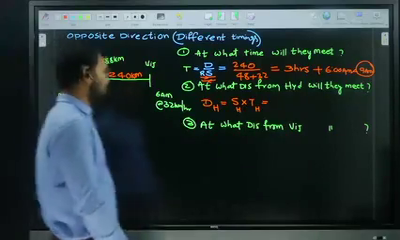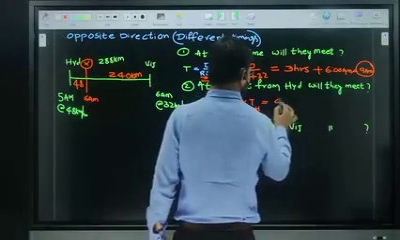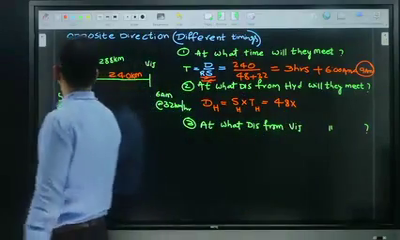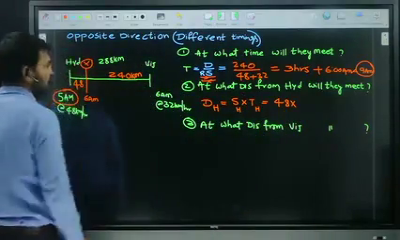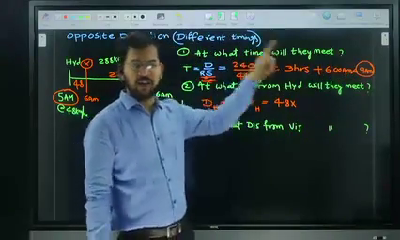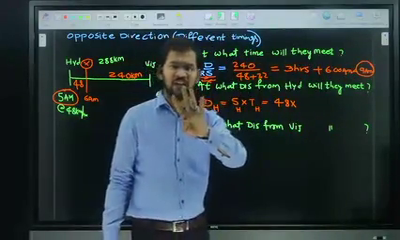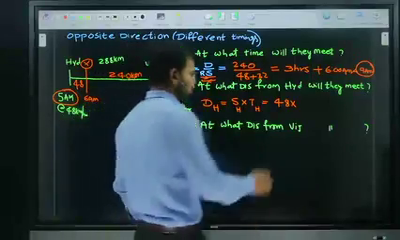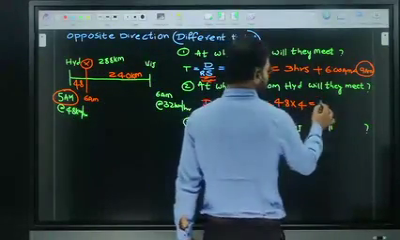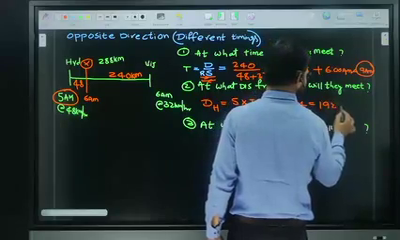What is the Hyderabad Express speed? 48. What is the Hyderabad Express time? Their starting time is 5 o'clock. The meeting time is 9 o'clock. How many hours do they travel? 4 hours. So 48 into 4 is how much? 192. So exactly 192 kilometers.